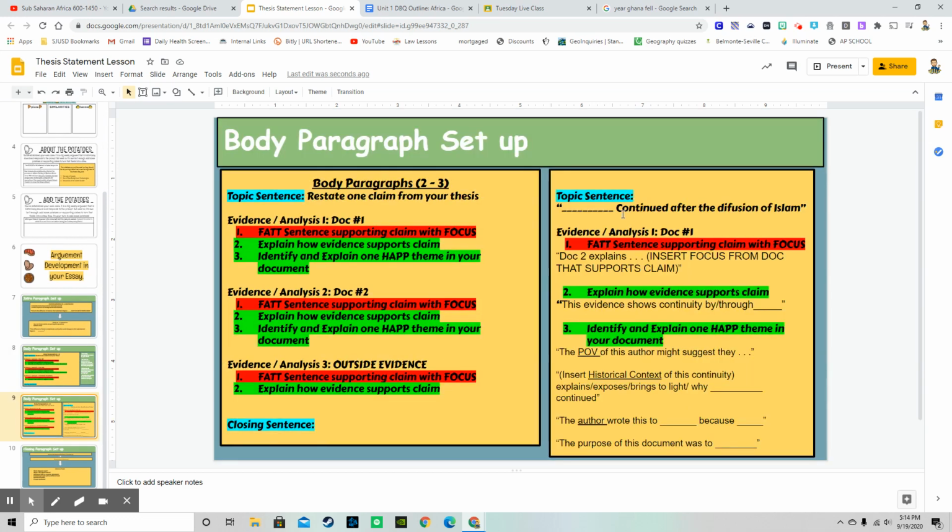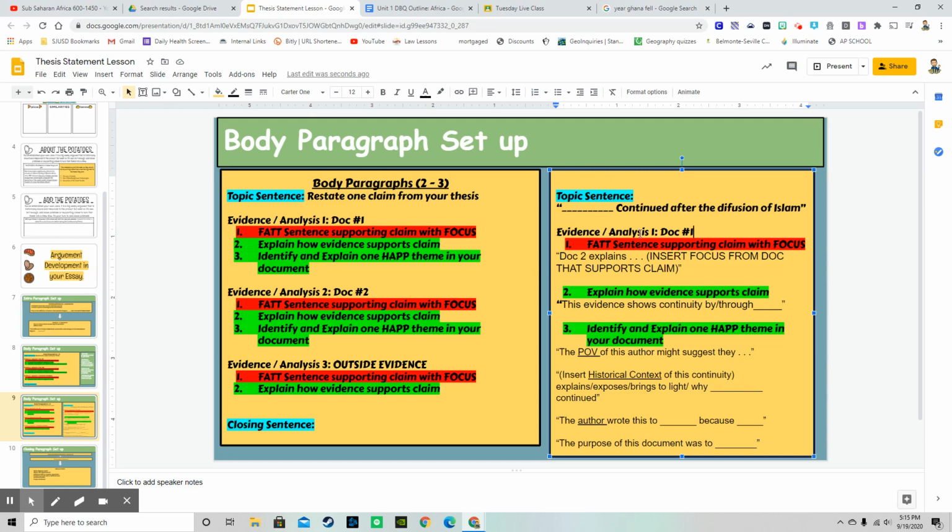Your topic sentence is going to be, let's say it was your continuity paragraph. You would say blank continued after the diffusion of Islam. Okay, so whatever it is that you stated for your argument, for your claim for continuities that happened after the diffusion of Islam, you would put that there. You would restate that again. Now, for your evidence, you're going to separate this by multiple documents and outside evidence, whatever you have. And these documents aren't the ones you're using. I don't know if document 1 is a continuity. I don't know if it's a change.